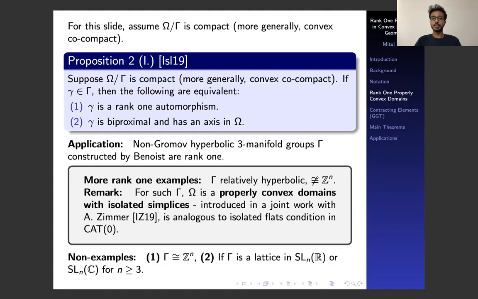There are some prominent non-examples of rank 1 group on the other hand. They are number 1, the free abelian groups, and number 2, if gamma is a lattice in SL(n, R) or SL(n, C) when n is bigger than or equal to 3. Now, the reason why these are non-examples will be proven later on as an application of the theorems that we developed during the course of this talk.